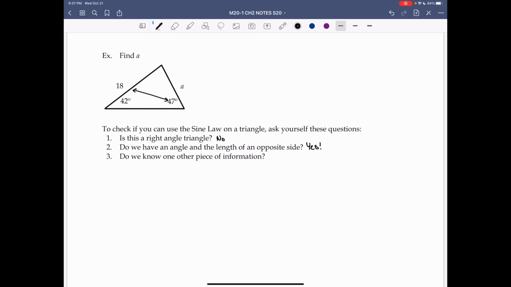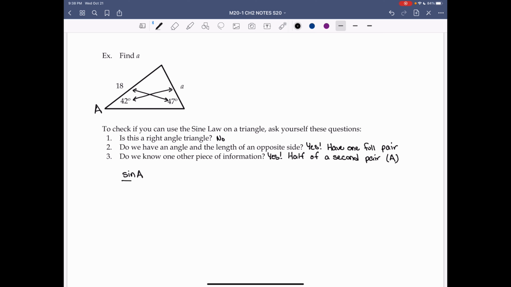Yes. We have one full pair. And then 3, do we know one other piece of information? Yes, we do. We have the angle that's across from side a, so that would be angle A. We have half of a second pair. We have angle A. Then we're going to write the sine law. We only need 2 ratios.